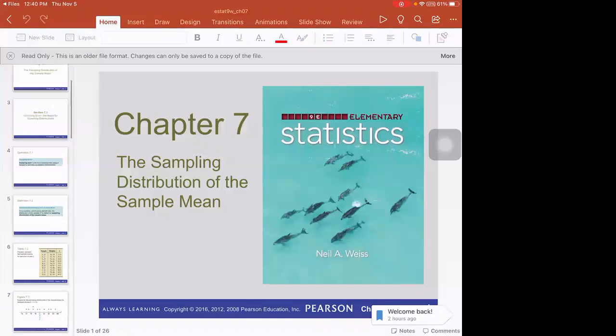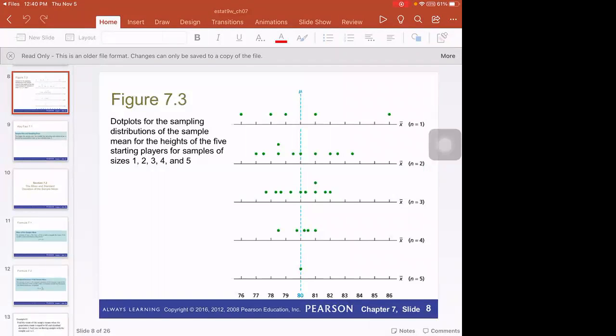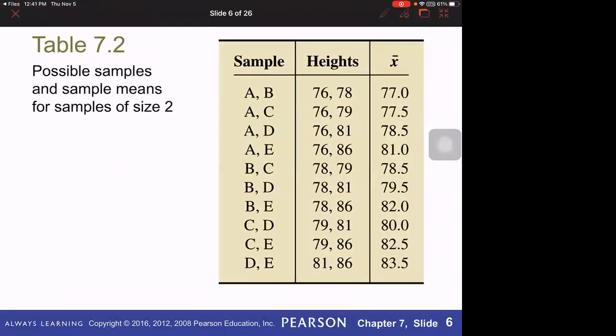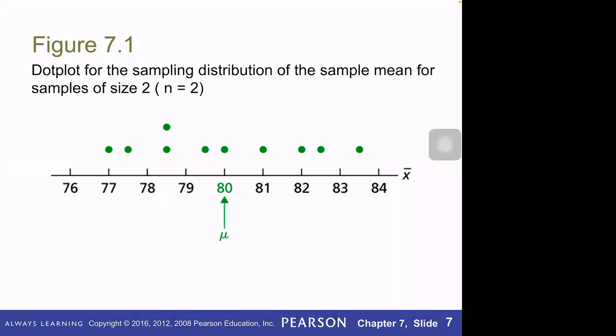In chapter 7, you don't have to worry about errors right now. This is one sample, and this is another sample. They have different sizes. How do you get x bar in this case? A is 76, B is 78, divided by 2, take the average, it is 77. Likewise, different samples have different x bars. If you take 2, according to this table you can draw this dot plot.